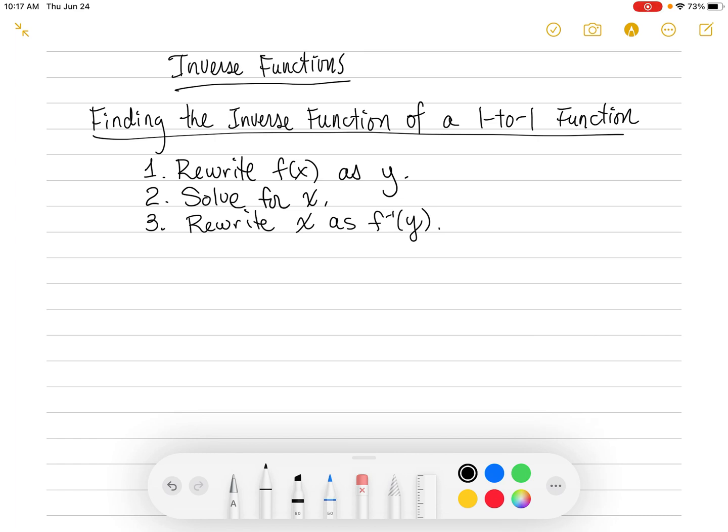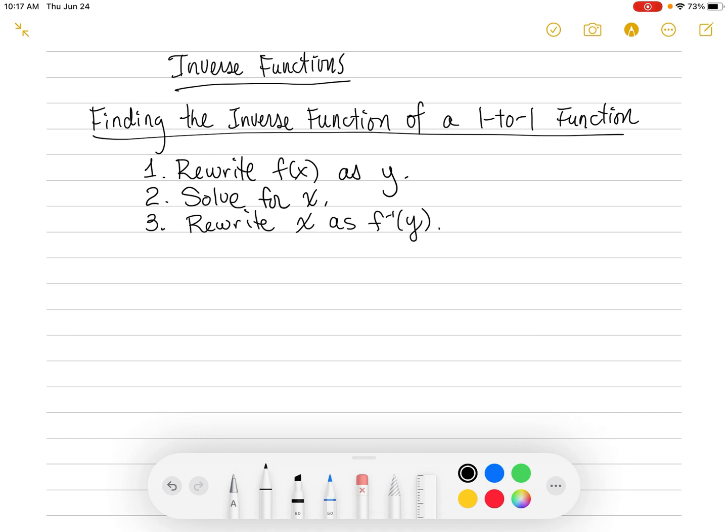So we've talked about what inverse functions are, right? Basically, it reverses the y and sends it to the x. So a function sends x to y, inverse function sends the y back to the x.